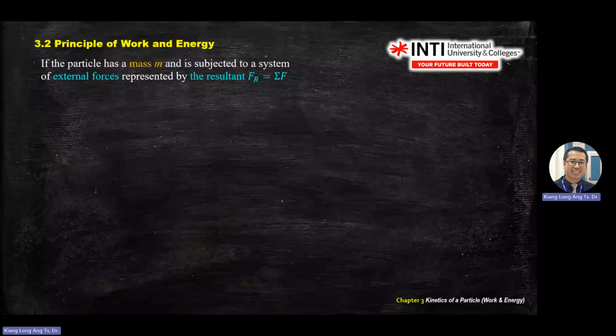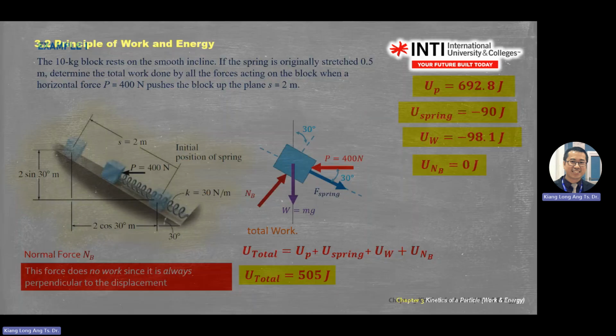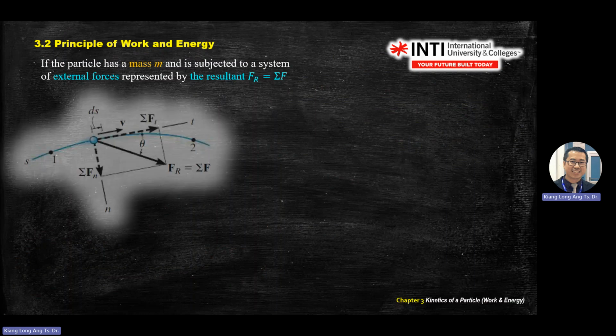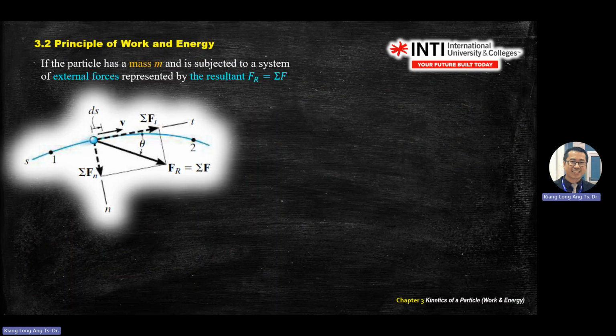Now we go into the principle of work and energy. We start to put in energy already. We already did work, then we put in the principle of work and energy. So let's say you have an object. Let's say the object is moving in a curved line like this. So you know every time you see a curved line, you need to mark normal and tangent direction with the particle here. And let's say you have a force. You have a resultant force pushing this way, Fr.